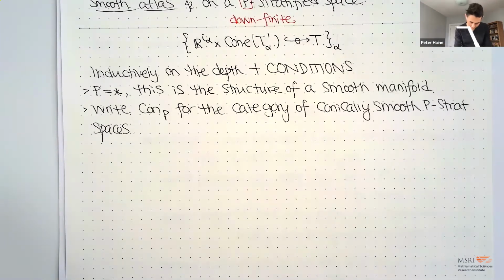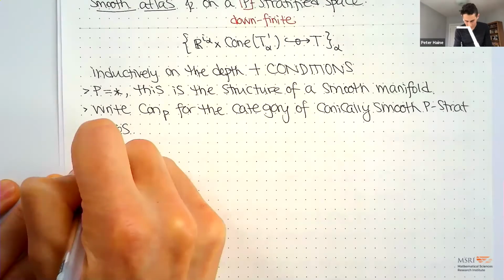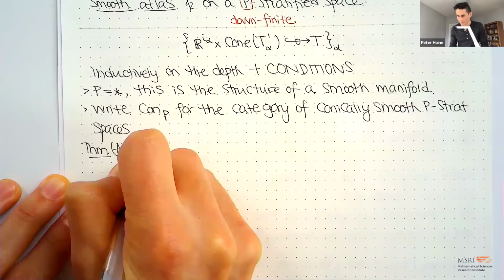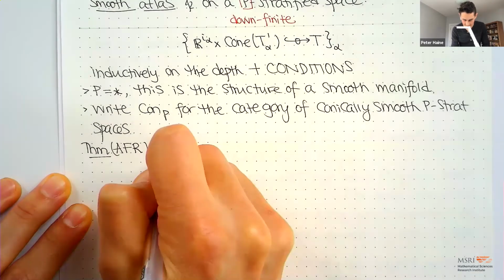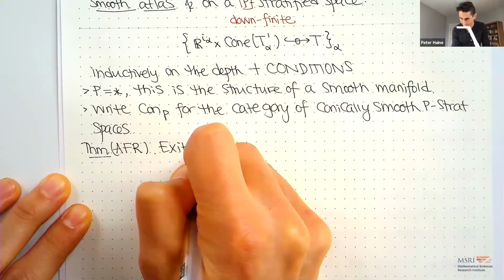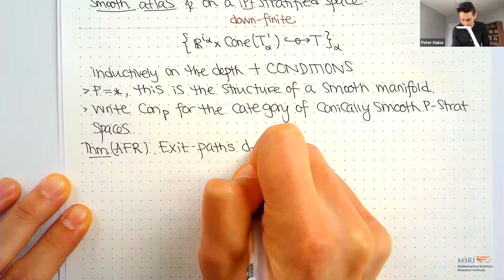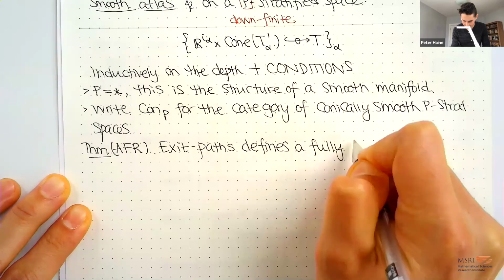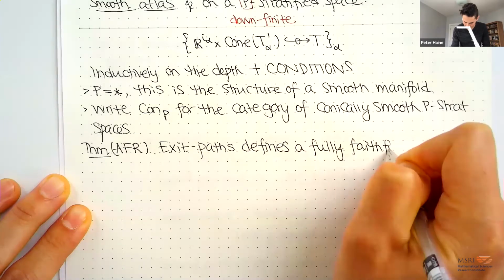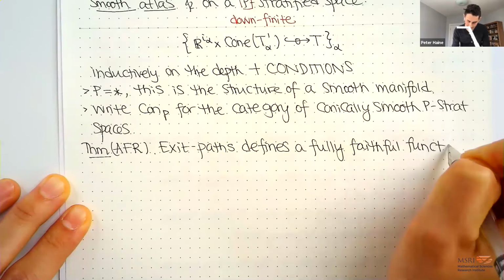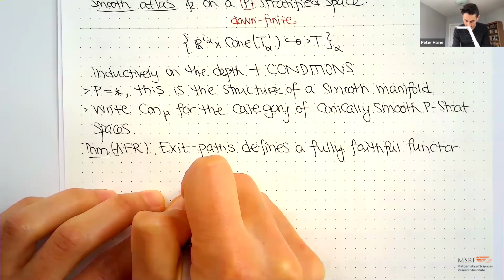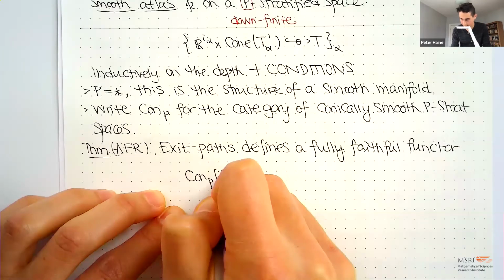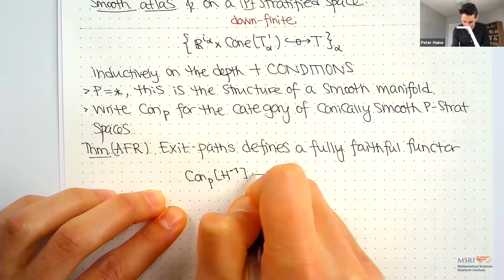And so the theorem, or well, one of very many theorems that Ayala, Francis, and Rozenblyum proved in this direction is that taking exit paths defines a fully faithful functor. So you take these conically smooth stratified spaces and you invert a class of equivalences.